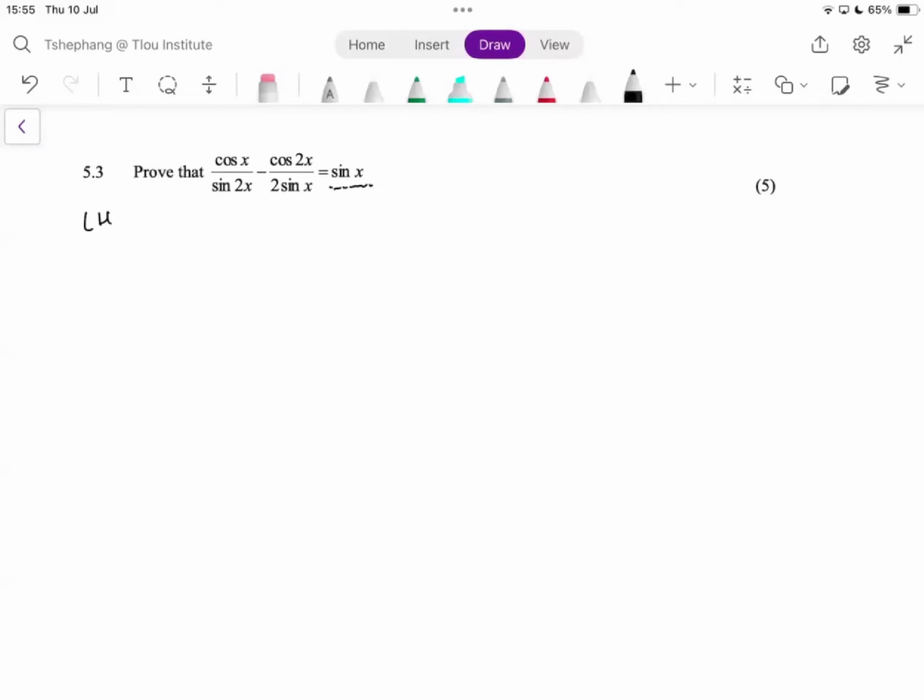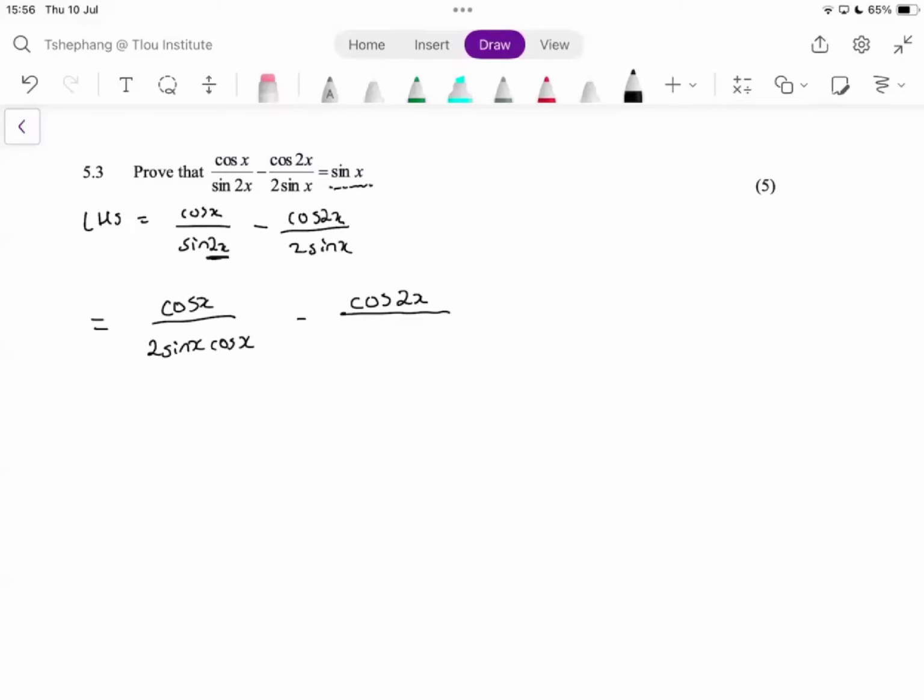So LHS is equal to whatever they gave me. That's what we're going to be dealing with. Now, this is the same as what? This is the same as cos of x over 2 sine x cos x. Double angle for sine, double angle there. Minus cos 2x. I don't want to change it just yet.